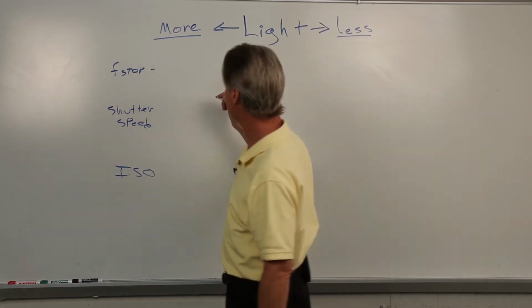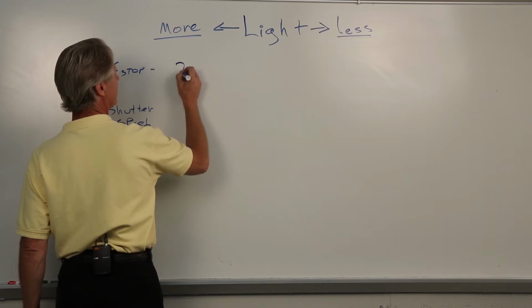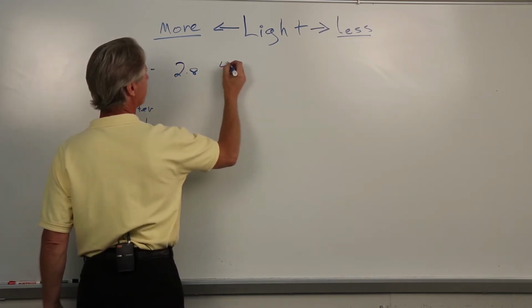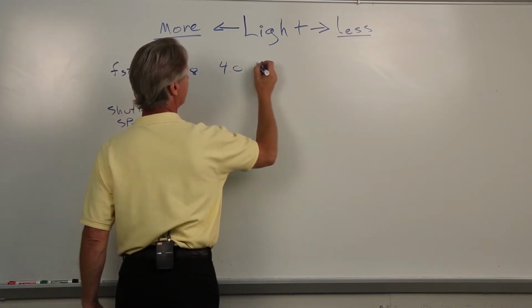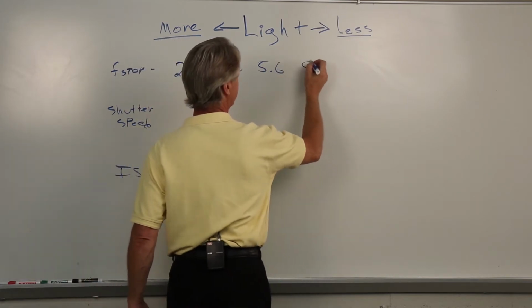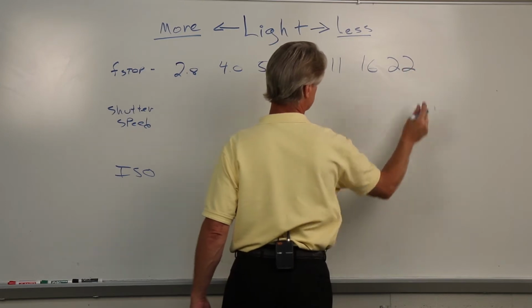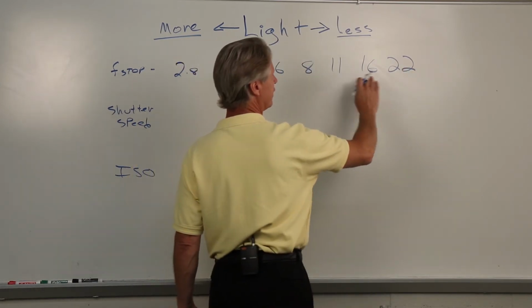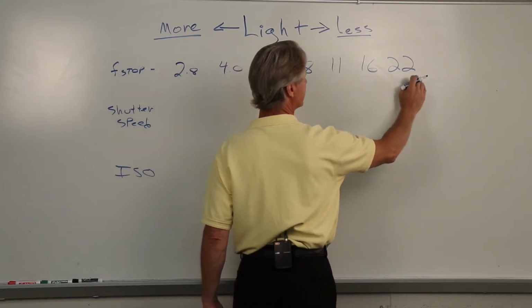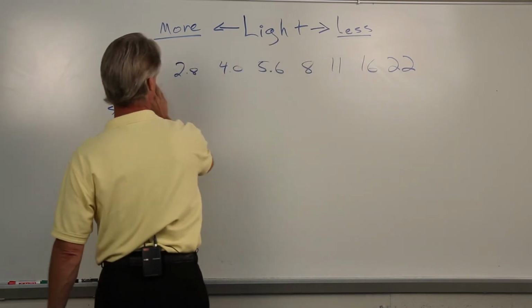For f-stop, more light, we're going to start over here: 2.8, 4.0, 5.6, 8, 11, 16, and 22. Be sure to understand that this string of numbers continues in both directions.